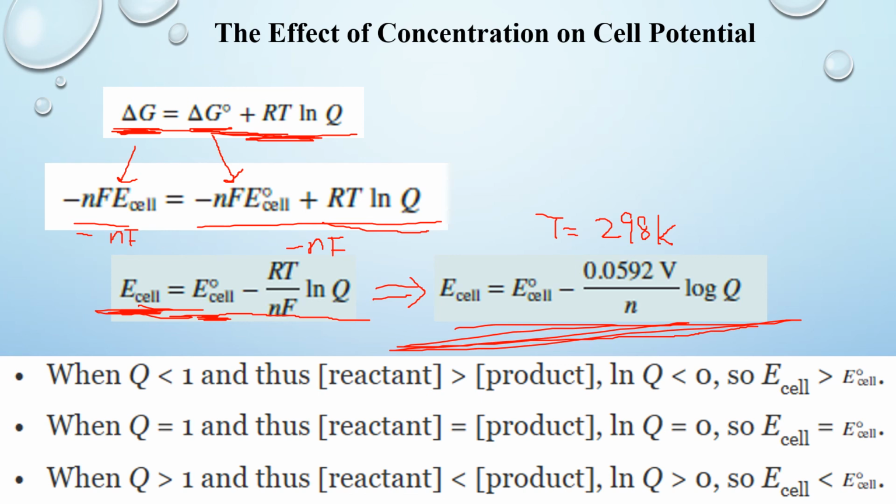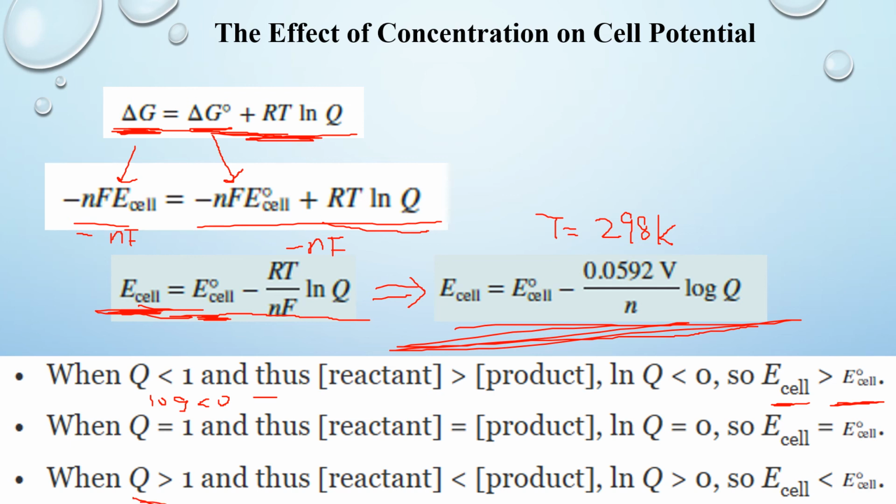So based on this equation, when Q is less than 1, that means natural log Q is negative, so log Q is also less than 0. So the E cell will be greater than the standard E cell. The actual cell potential is greater than the standard cell potential.